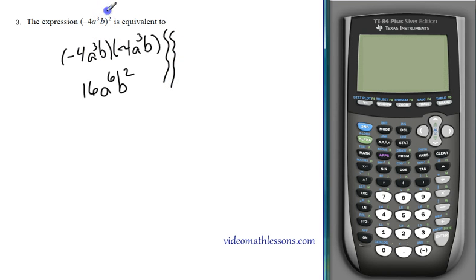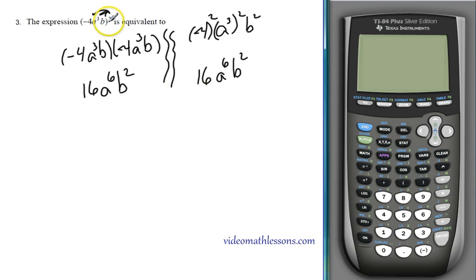I can distribute this exponent to all the parts inside. So I'm just going to write it like this. Negative 4, notice I keep the negative with the 4 in parenthesis, squared. A cubed, the whole thing squared, and b squared. Negative 4 squared is positive 16. A cubed squared, what you do is you multiply. So we're going to get still the same thing, a to the 6, and we get b squared.